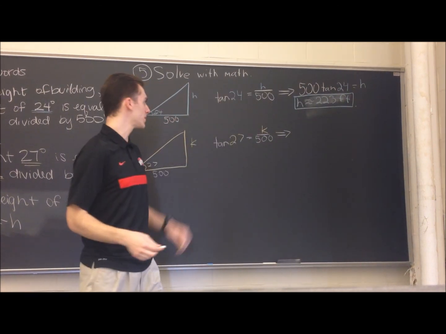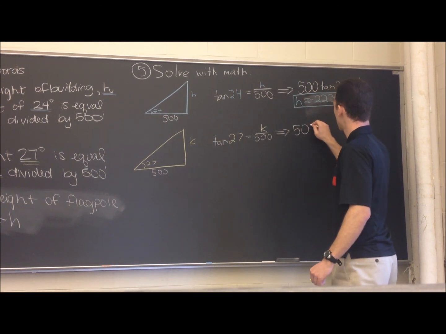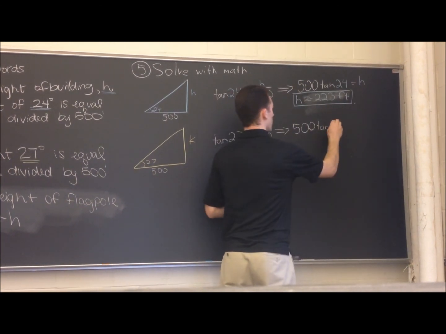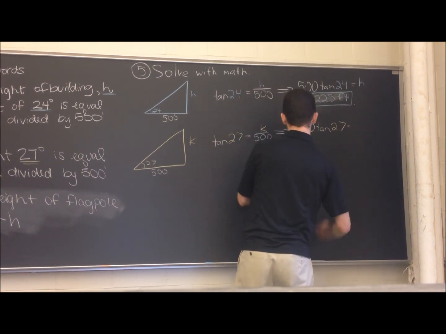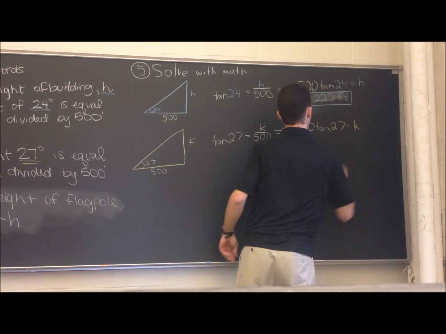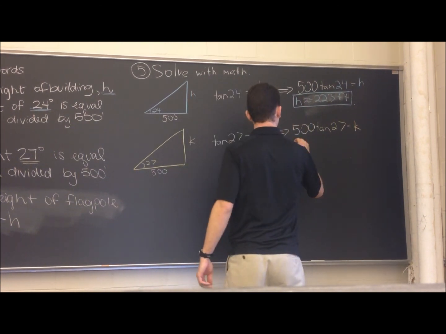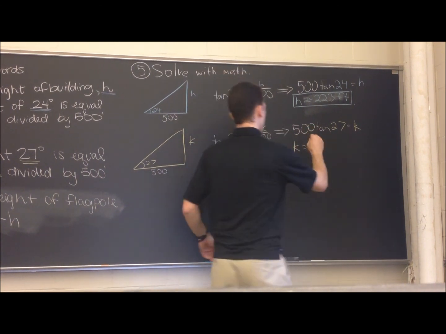Same exact steps here, just multiply both sides by 500 to get the k by itself. So we get 500 times the tangent of 27, that's going to equal k. Solve for k, put it into our calculator. K is approximately, I believe, 255 feet.